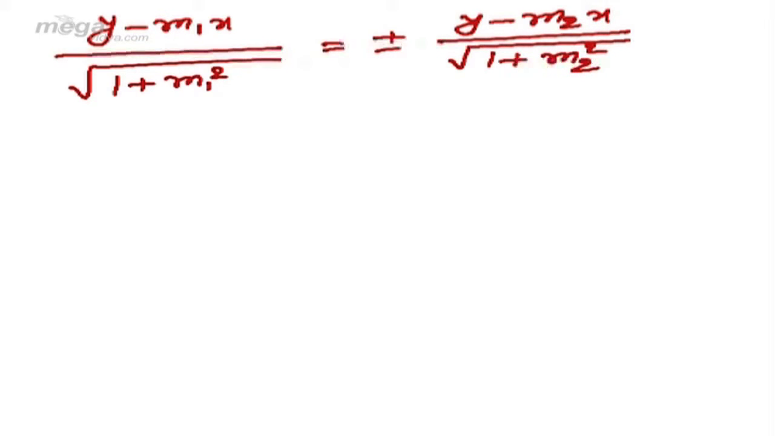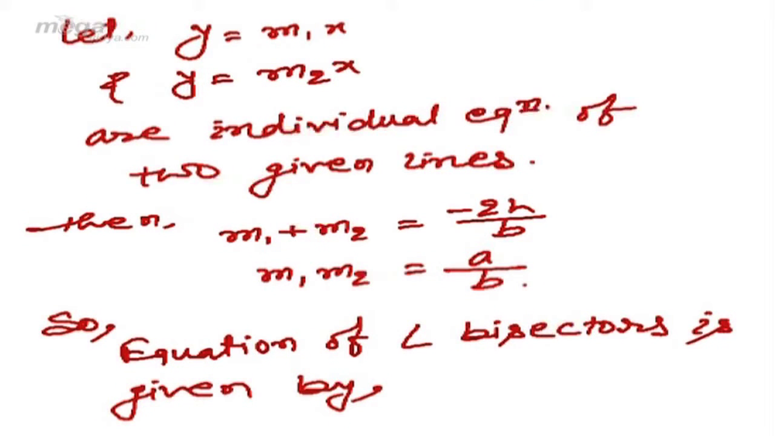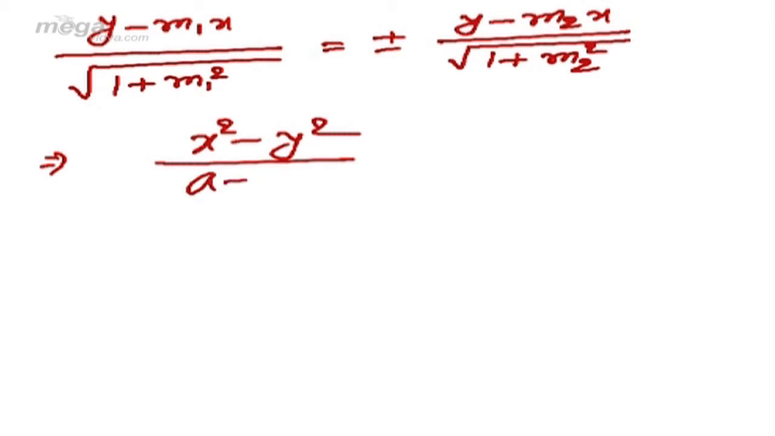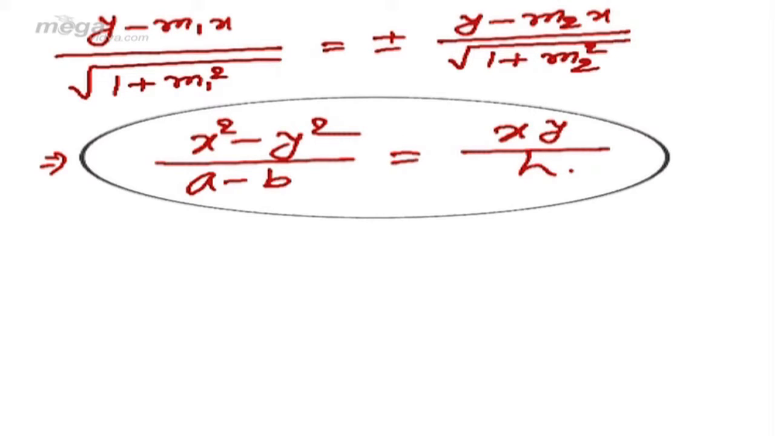Now we will cross multiply, square both sides, and after doing everything, by substituting the values m1 plus m2 is equal to minus 2h upon b and m1 m2 is equal to a upon b, you will finally get x square minus y square upon a minus b is equal to xy upon h. This is the combined equation of the angle bisectors.